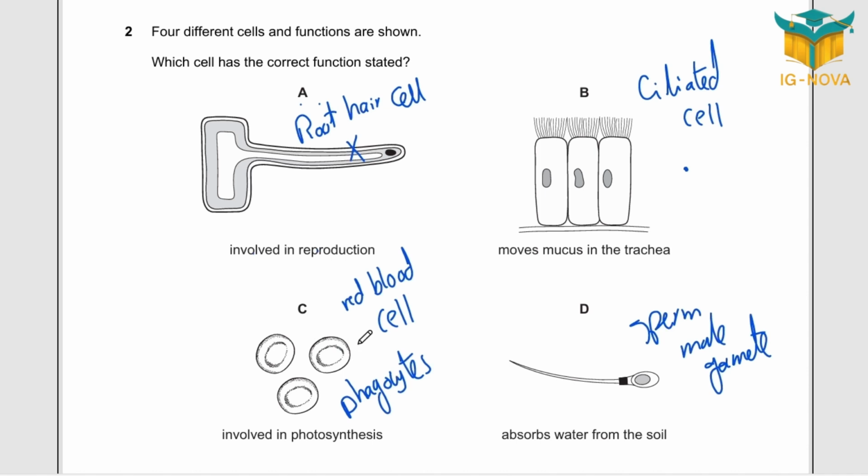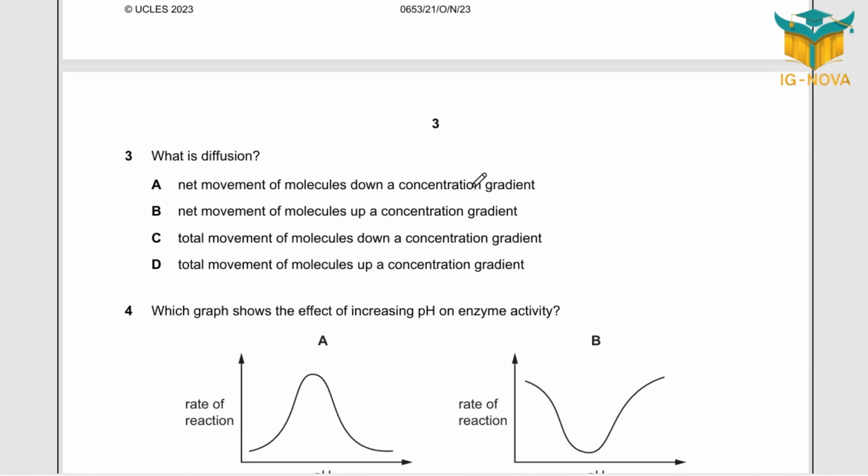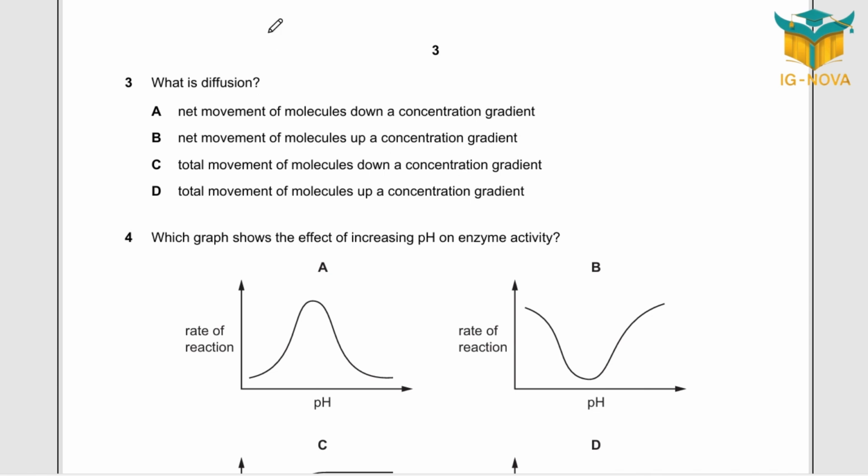What about C's function? To transport oxygen. So out. D, sperm or male gamete, to absorb water from the soil. This is wrong. The function of D is reproduction. So B is correct. Don't forget that mucus is made by goblet cells, then removed by cilia.